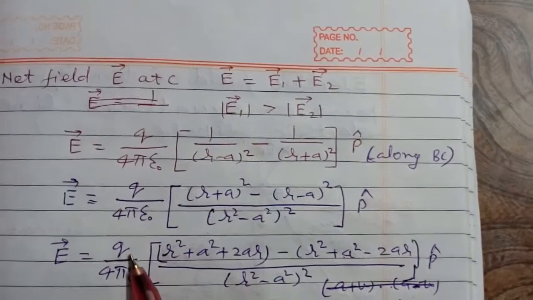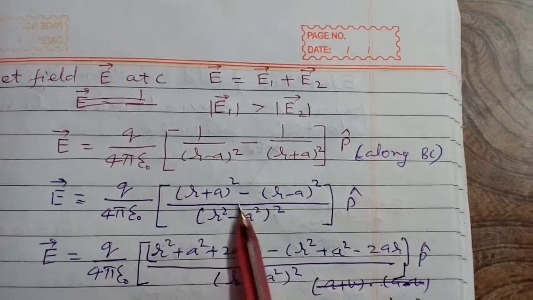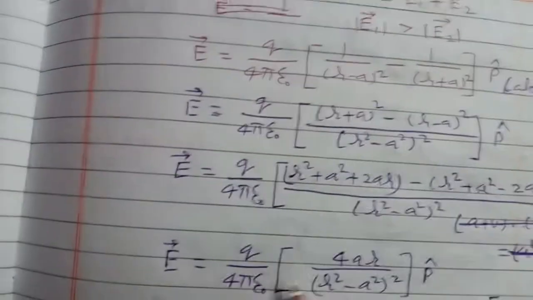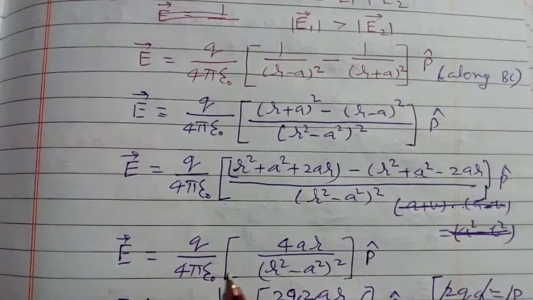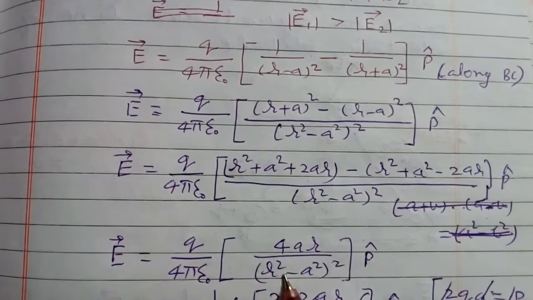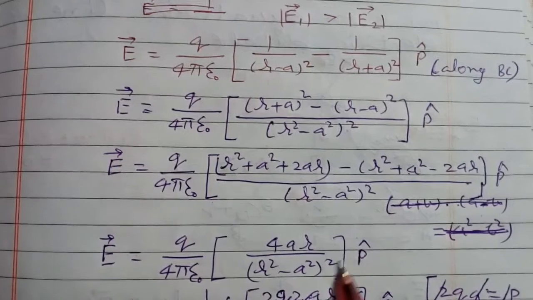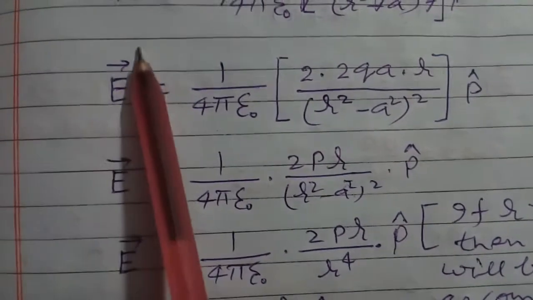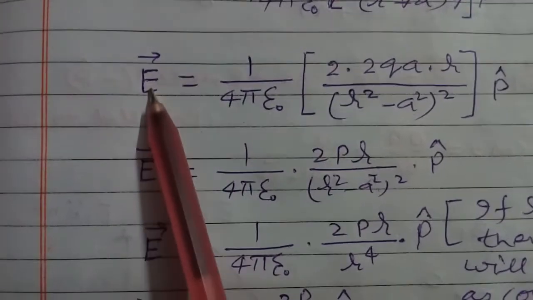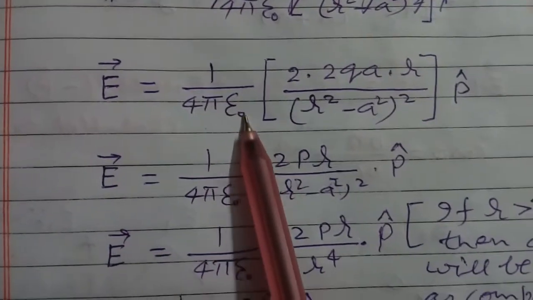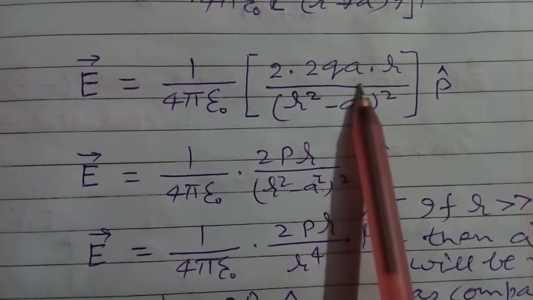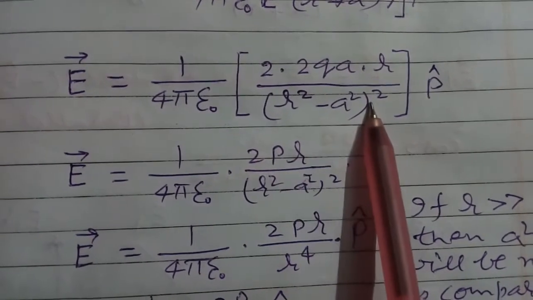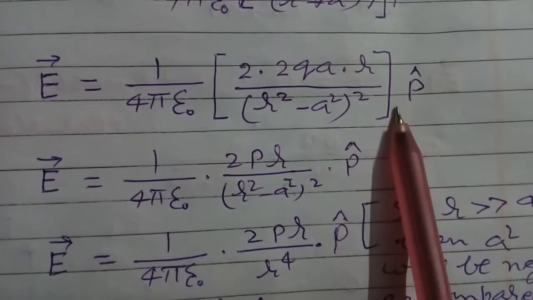So E is equal to q upon 4 pi epsilon naught. Expand these expressions and solve. We will get E is equal to q upon 4 pi epsilon naught into 4ar upon (r square minus a square) whole square into unit vector p. Now we may write like this: E is equal to 1 upon 4 pi epsilon naught into 2 into 2qa into r upon (r square minus a square) whole square into unit vector p.